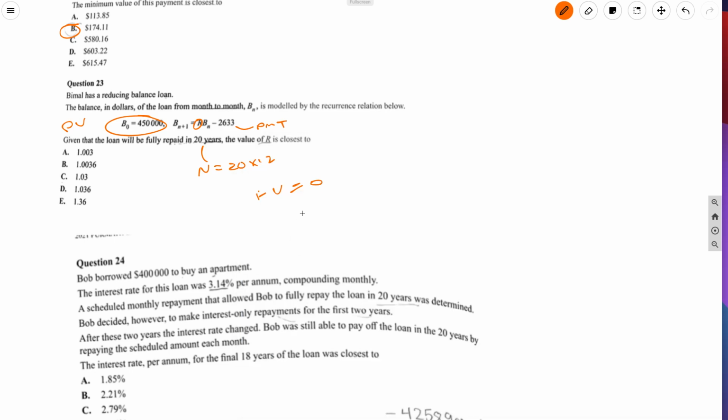So therefore, nominal rate is 3.6%, which is why they've got some of these as tricks. But then if it's compounding monthly, capital R is 1 plus 3.6 on 1,200, because it's monthly. And if we do that, we then get 1.003. So that would be capital R there.